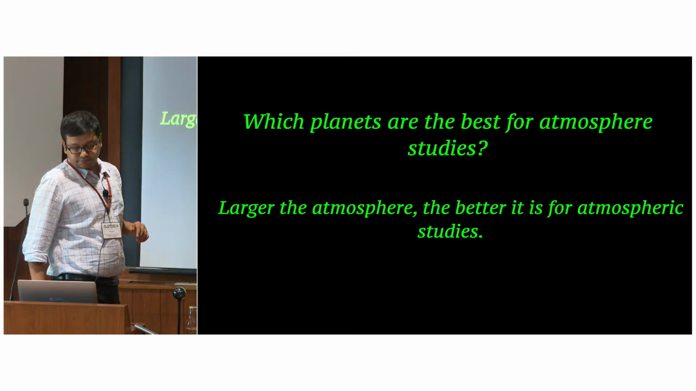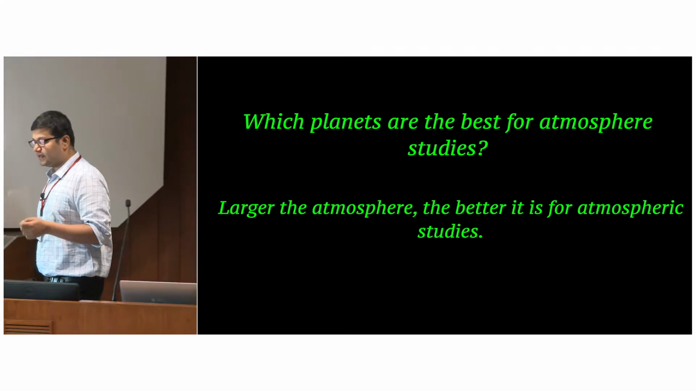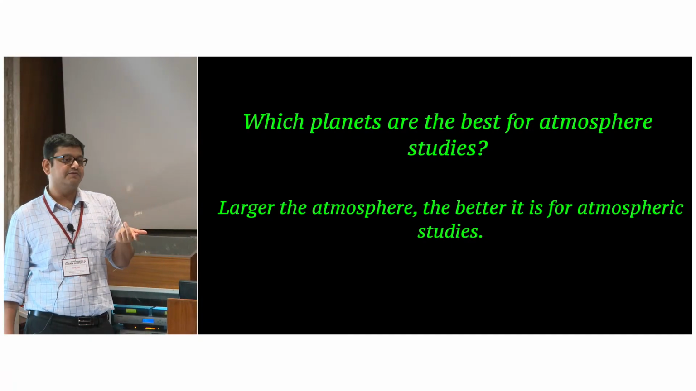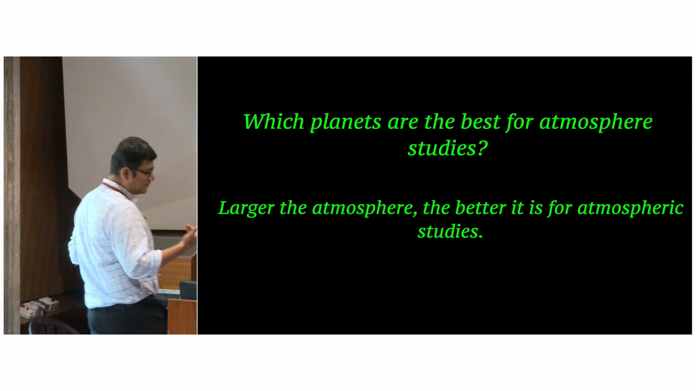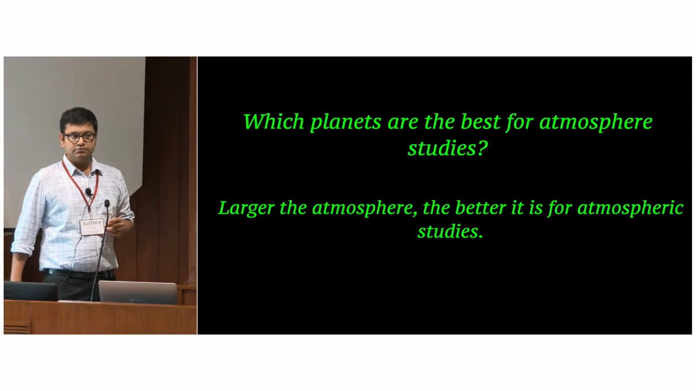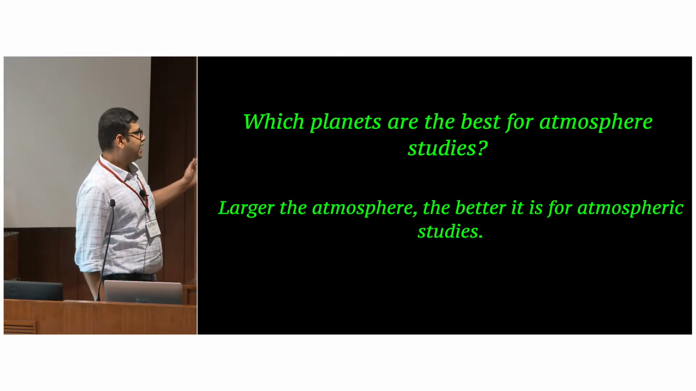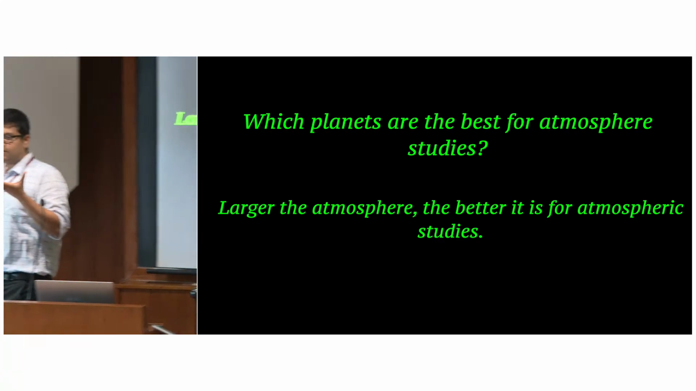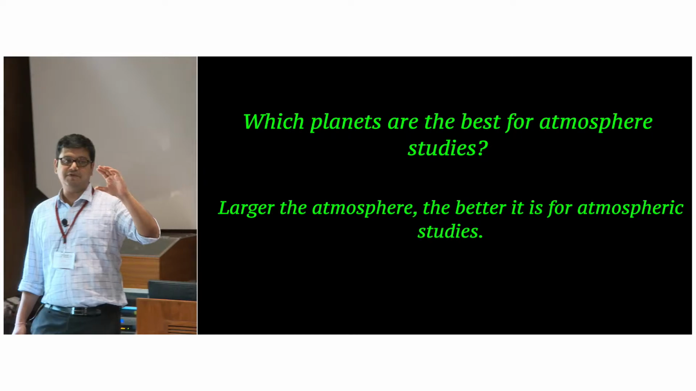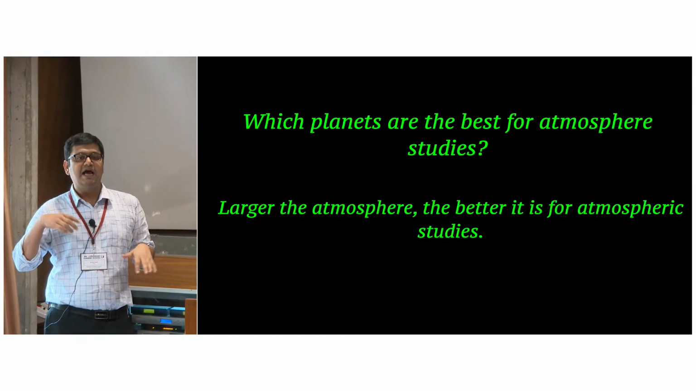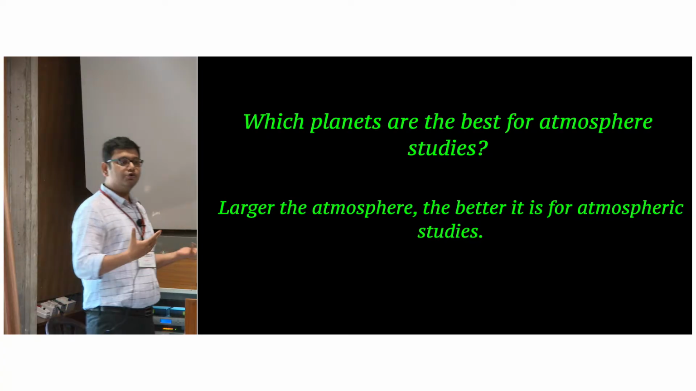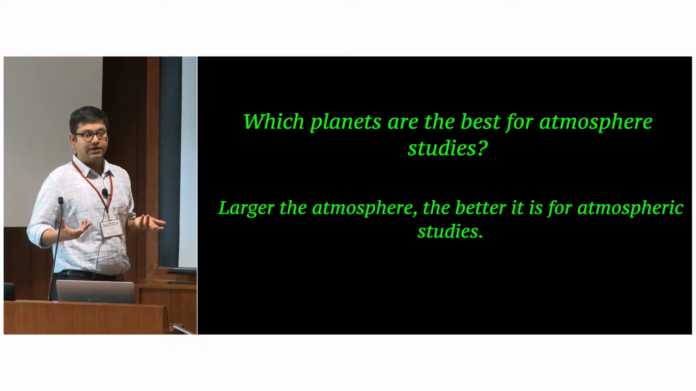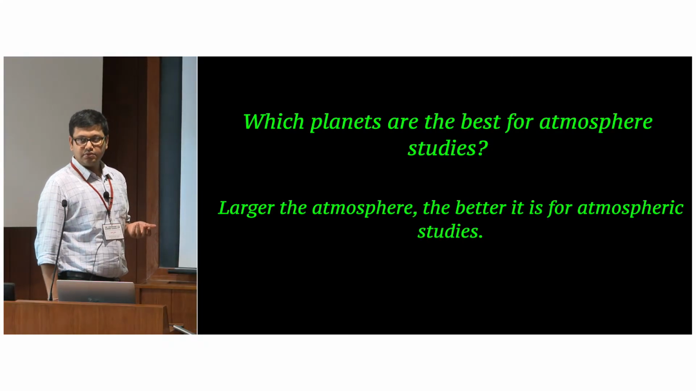But before that, if you want to do an atmospheric study, we can't go and study all 6,000 of those exoplanets. There are so many of them, we don't have sufficient time. So how do we choose which planets are the best for atmospheric studies? The one rule of thumb here is, the larger the atmosphere, the better it is for atmospheric studies, because a larger atmosphere will lead to a bigger change in your signal, and that is how we will be able to detect it. So how do you calculate how big the planet's atmosphere is, because we don't have any measurements yet? How do we do that?